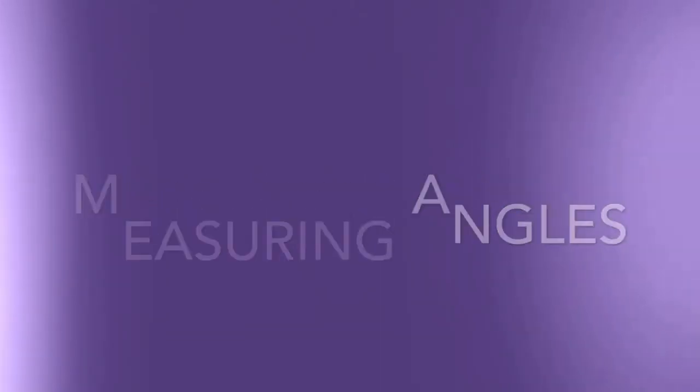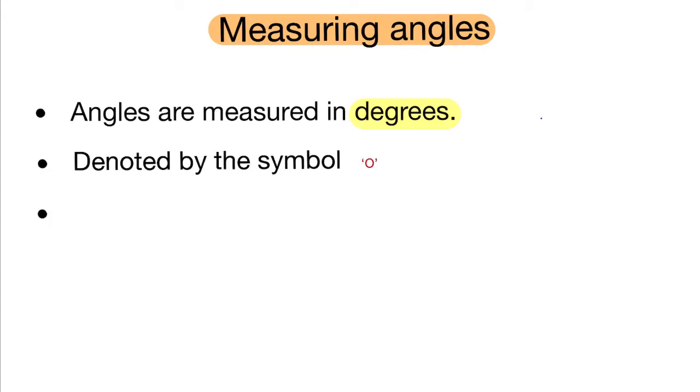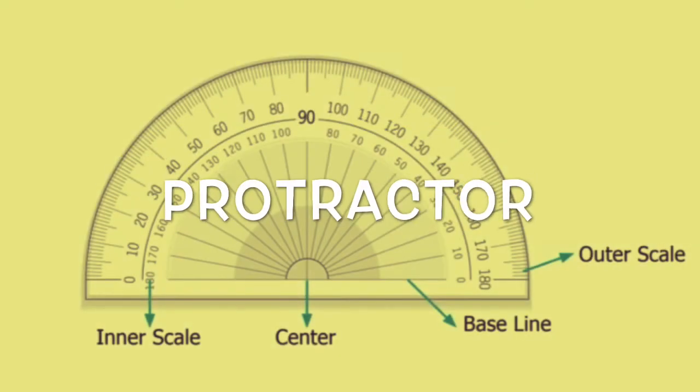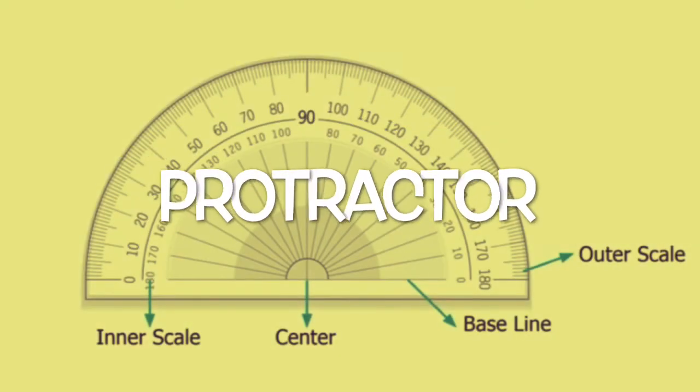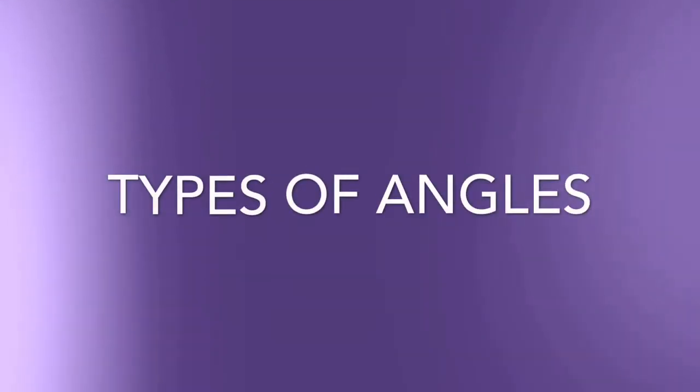Measuring angles. Angles are measured in degrees and denoted by this symbol. We write angles as 30 degree, 60 degree, 90 degree and so on, and we measure an angle using a protractor. Next we will learn about types of angles.